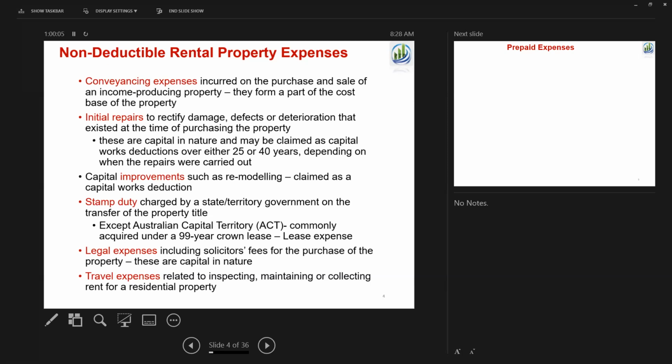But conveyancing fees, stamp duty, legal fees are not deductible, because that's part of your capital cost, right? It is not the construction cost. That's the way you want to think. The travel expenses related to inspecting, I already explained, we cannot deduct, right?